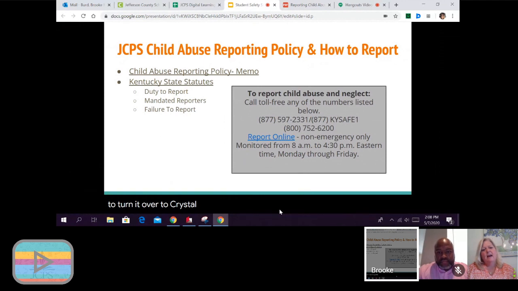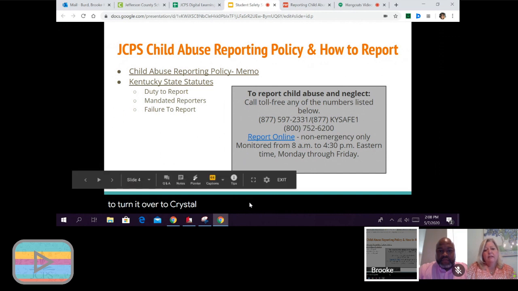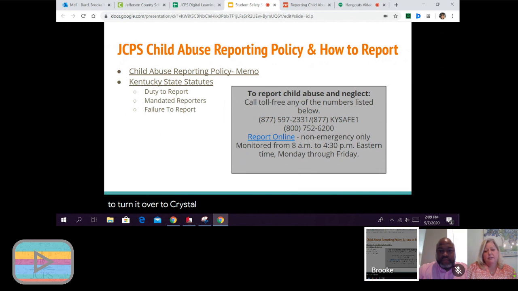Please look at that. Also, it comes straight from our Kentucky statutes, our state statutes. We have the duty to report. That's within KRS 620. We are all mandated reporters. Under KRS 620, we have a duty to report. Anyone who knows anything about potential abuse or neglect with a child has firsthand or even secondhand information. The moment you receive that information, you become a mandated reporter.